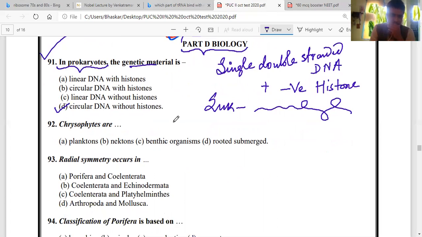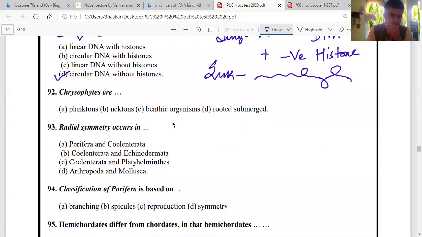Next, chrysophytes, as we have just discussed about the kingdom Protista, chrysophytes like the golden algae, desmids, diatoms, are mostly planktonic in nature and they are not active swimmers, so they cannot be nektons, and other options are irrelevant. So definitely the diatoms, those are marine and planktons, like phytoplanktons, like plants.